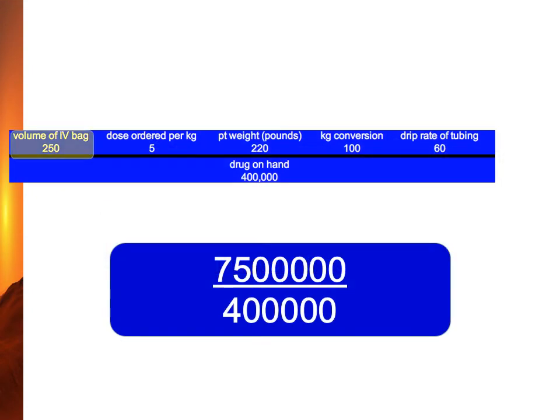And here we have the 250 milliliter bag of fluid, the dose of 5 micrograms per kilogram per minute. The patient's weight is 100 kilograms because we did the conversion using a microdrip set, divided by 400,000 micrograms in the bag. We can go ahead and mark out the zeros like we did before. That leaves 75 divided by 4, or that's 18.75 drops per minute.